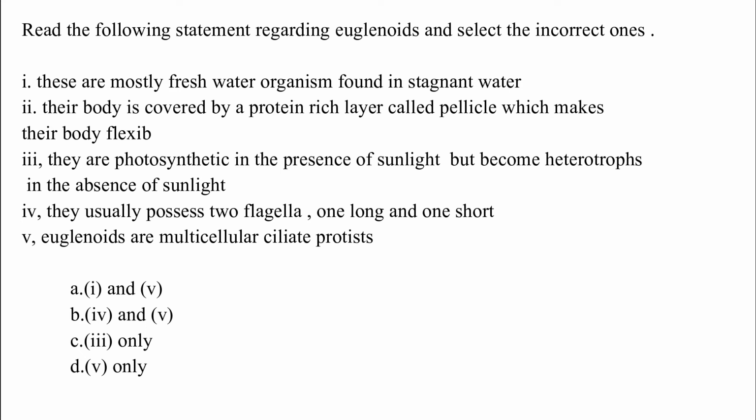Option A, 1 and 5. Option B, 4 and 5. Option C, 3 only. Option D, 5 only. The correct answer is option D, which is 5 only. From all of this, only the statement that euglenoids are multicellular ciliate protist is incorrect.